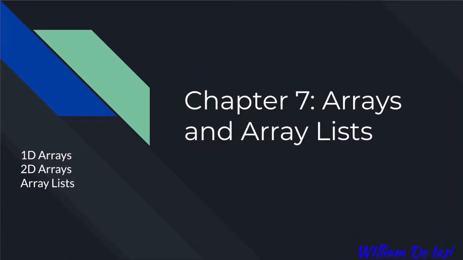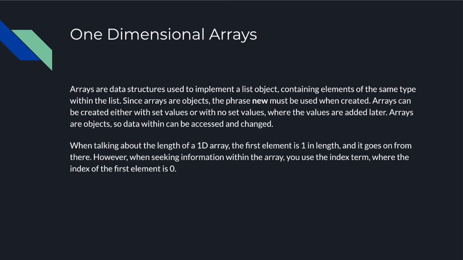Hello everybody. Today we will be going over Chapter 7 in Java: arrays, both one-dimensional and two-dimensional, and array lists. One-dimensional arrays. Arrays are data structures used to implement a list object containing elements of the same type. So this could be integers, doubles, strings, it depends what you want to make.